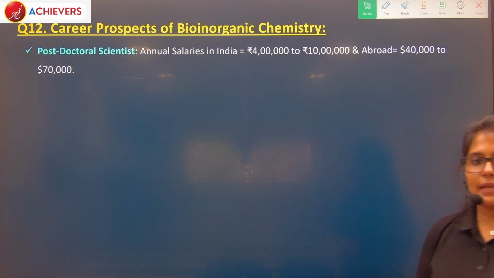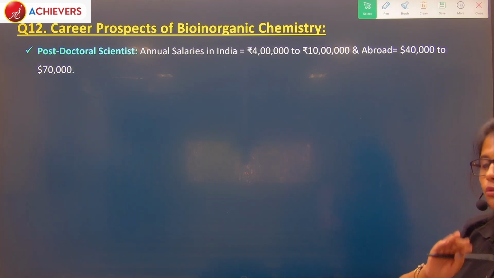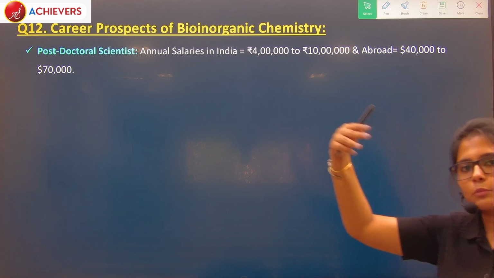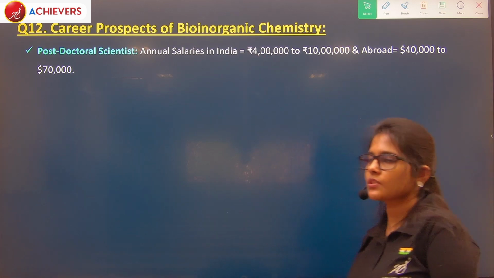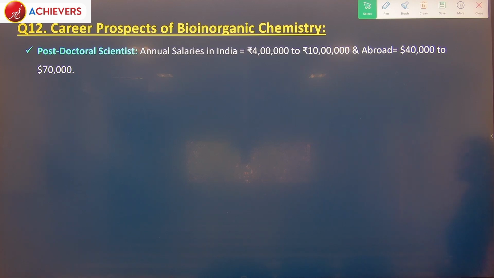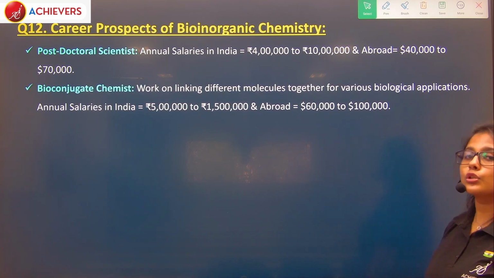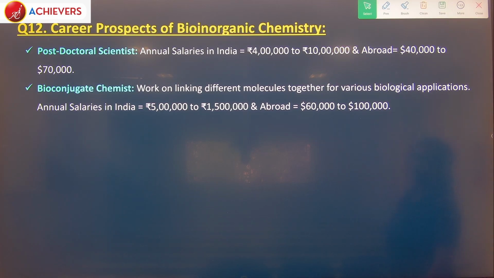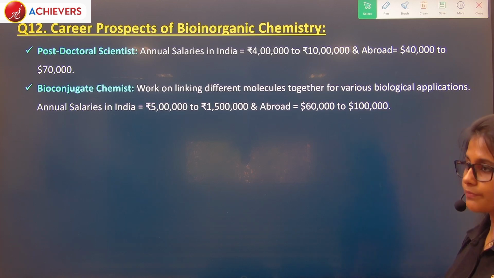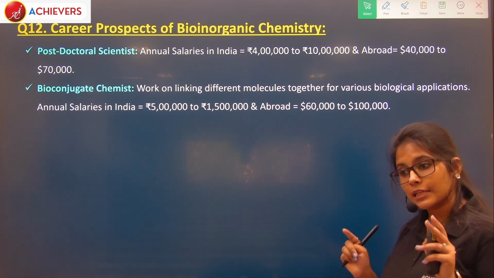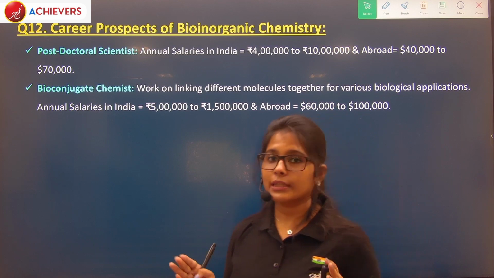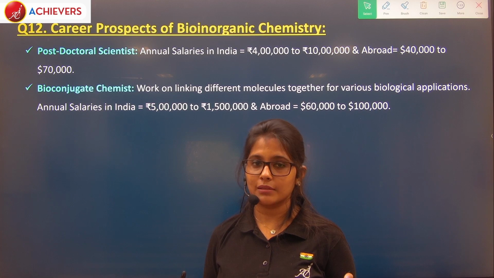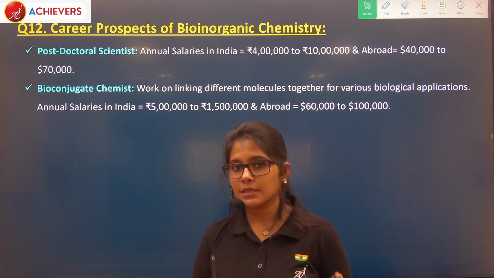First is postdoctoral scientist. Annual salaries in India are from 4 lakhs to 10 lakhs and above. If you go abroad, then obviously in dollar value it is an altogether different system, so there it is almost $40,000 to $70,000. Next is bioconjugate chemist. What do they do? They basically work on linking different molecules together for various biological applications. It's not new, it all exists. And let me tell you, bioinorganic chemistry is one of the latest branches of science. It's growing quite well because it is connected to the medical industry.